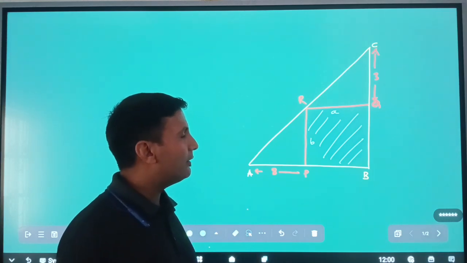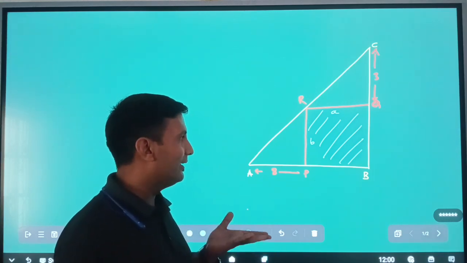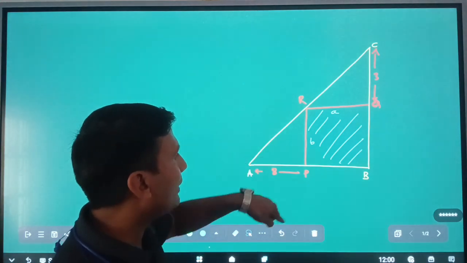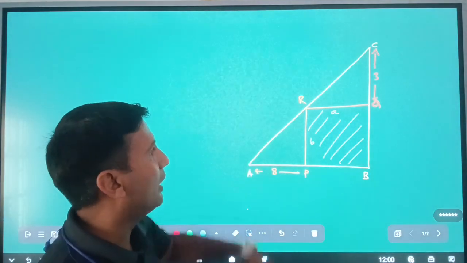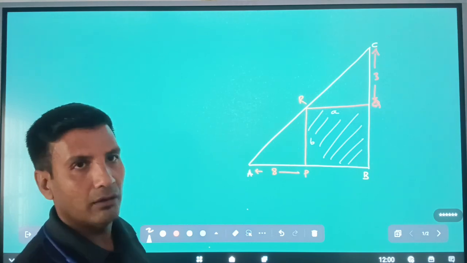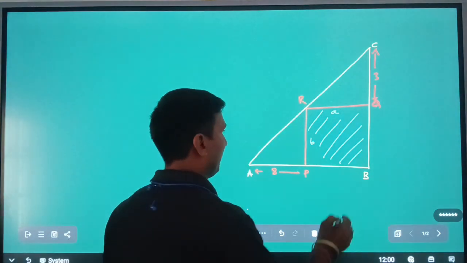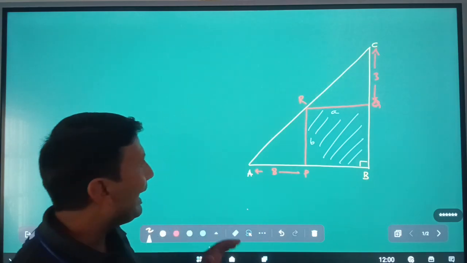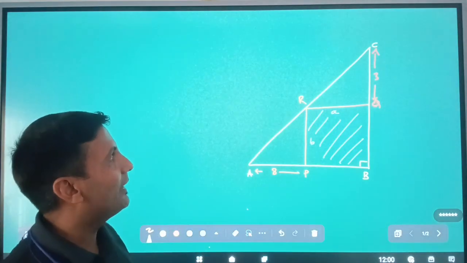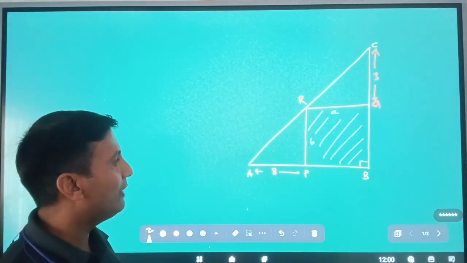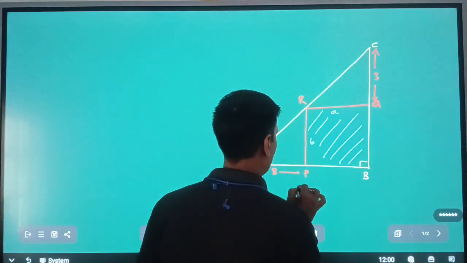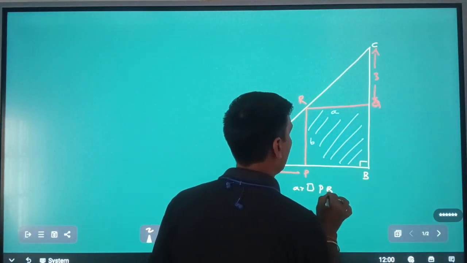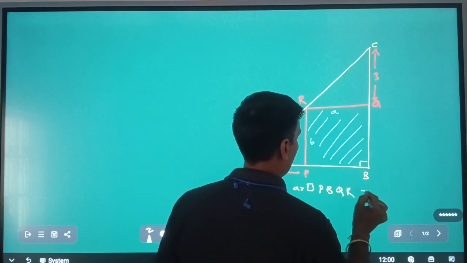So in this figure that you are seeing, it is a right angle triangle ABC, and in between that we have PBQR. This is a rectangle. Now the part that has been given is AP is 8 centimeter, and QC is equal to 3 centimeter, and we have to find out the area of rectangle PBQR.